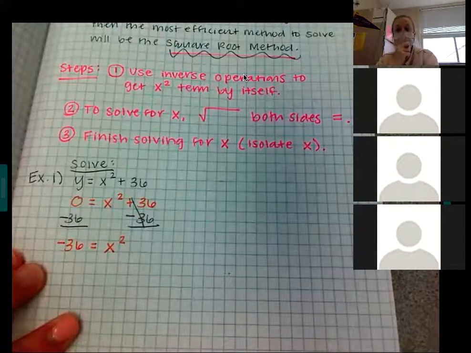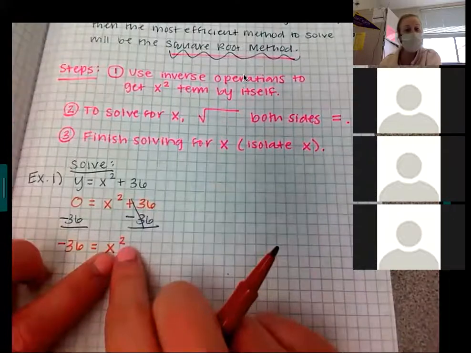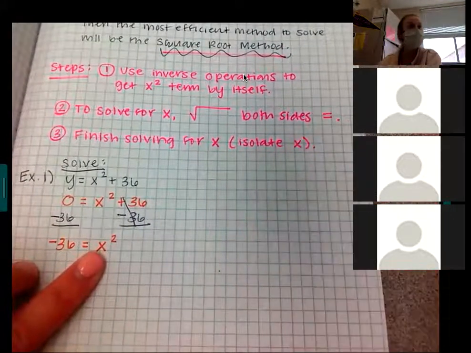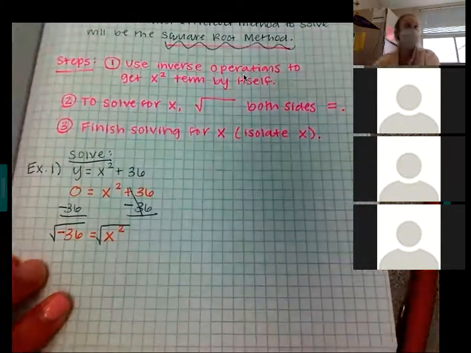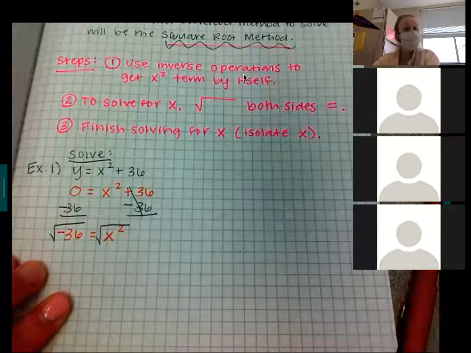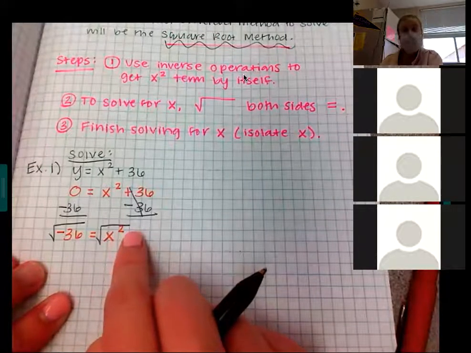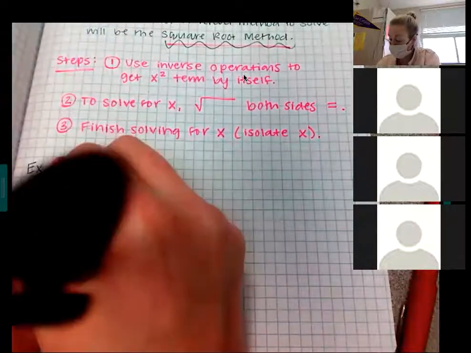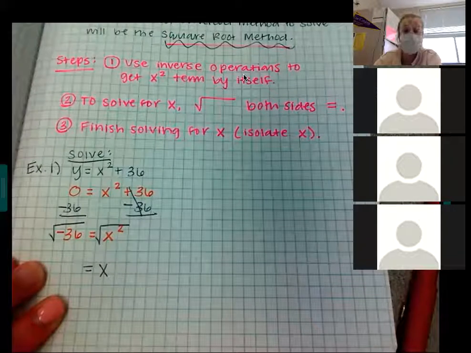So that's step 1. Step 2 says to get x by itself, to get rid of the squared, we're going to square root both sides of the equation. So everybody watch. I'm going to take the square root of the right side and the left side. Now, what happens when you take the square root of a squared? They cancel, they're inverses, they cancel. So this is just going to leave us with x, which is what we want. We're trying to find x, right? So I've got x equals. What do I do on the left side?